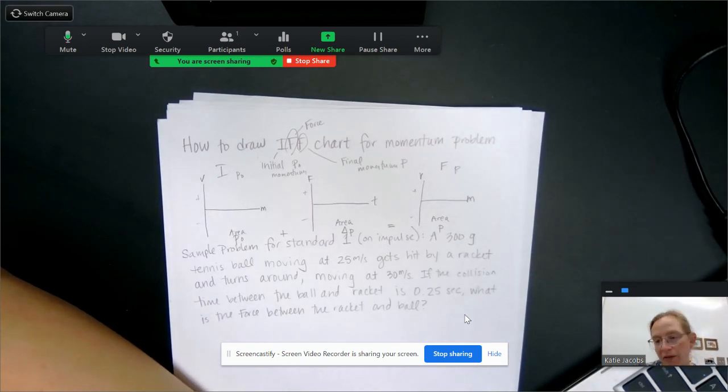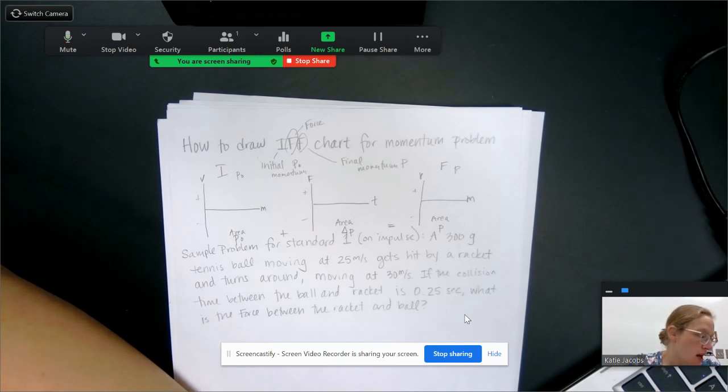Okay, so how do we fill in this chart? Well, let's do it with a sample problem. It says, a 300-gram tennis ball moving at 25 meters per second gets hit by a racket and turns around, moving at 30 meters per second. If the collision time between the ball and the racket is 0.25 seconds, what is the force between the racket and the ball?